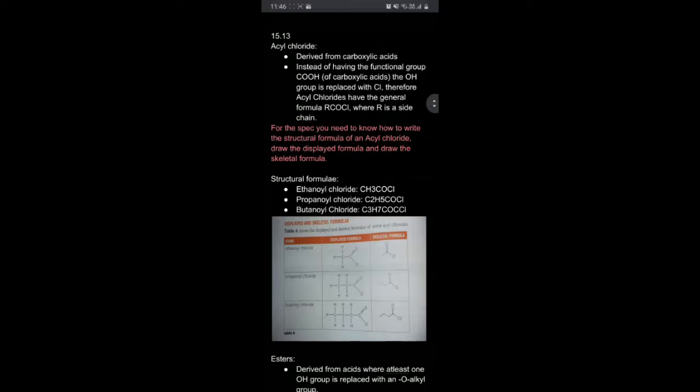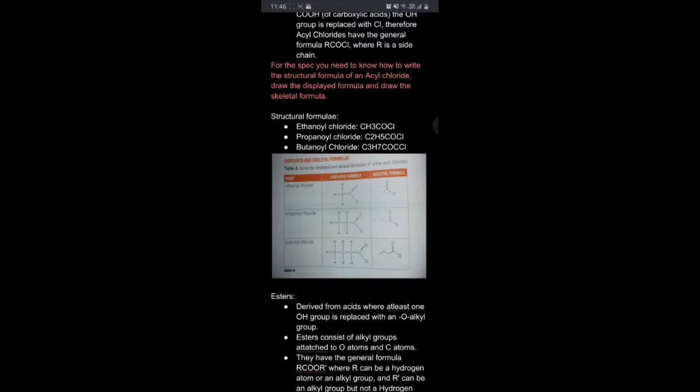So first of all, an acyl chloride is derived from a carboxylic acid, but instead of having the functional group COOH, which is the normal functional group of a carboxylic acid, you're going to replace the hydroxyl group with a chlorine atom. Therefore, the acyl chlorides have general formula RCOCl, where R is a side chain. For this topic, you need to know how to write the structural formula of an acyl chloride, draw the displayed formula, and draw the skeletal formula.